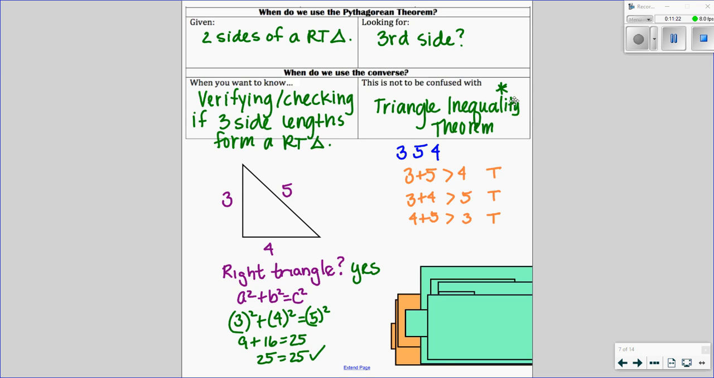But these two are different. When you try to find out if a triangle is a right triangle, you use the Pythagorean theorem. When you want to know if you can use three sides to make any triangle, then you do the triangle inequality theorem. Two different things.